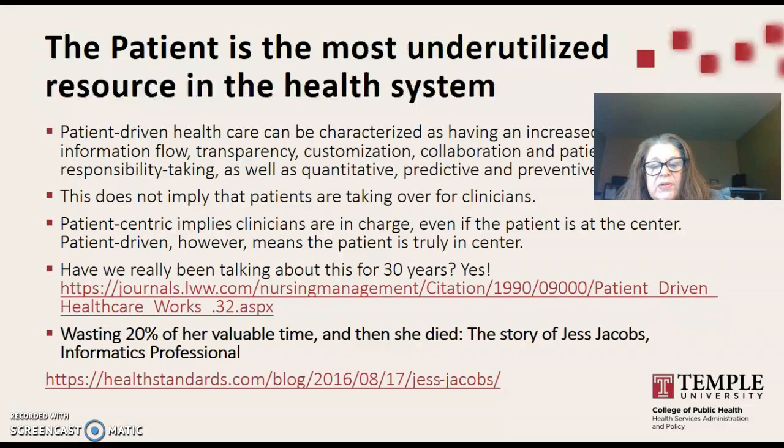There's also the story of Jess Jacobs, an informatics professional, who wasted 20% of her valuable time and then she passed away. You can read these stories and information by going to the static PowerPoint link and going into the slide and getting those links to read. They will also be posted as separate links in Canvas.